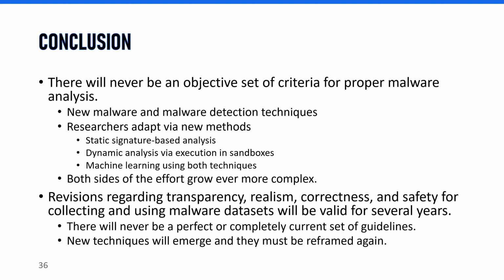I just want to point out in the conclusion that there will never be an objective set of criteria for proper malware analysis. New malware and malware detection techniques are always coming out, and researchers are always coming up with new methods to detect malware, while malware authors are always coming up with new methods to avoid detection. So both sides of the effort are continuously growing more complex and harder to understand, and this field is getting pretty complicated pretty fast. And for people trying to break into the industry like me, having a proper way to analyze malware consistently, and to read other researchers' papers that apply consistent techniques, is really helpful.